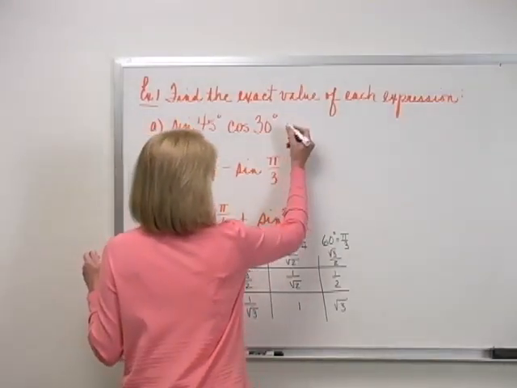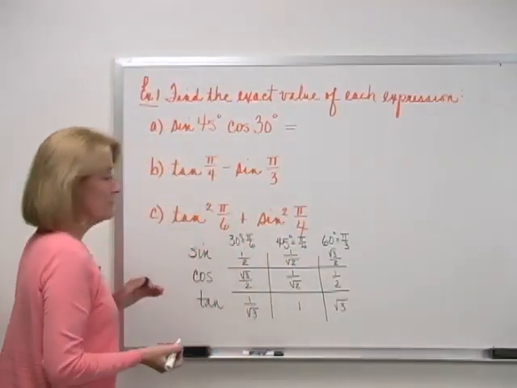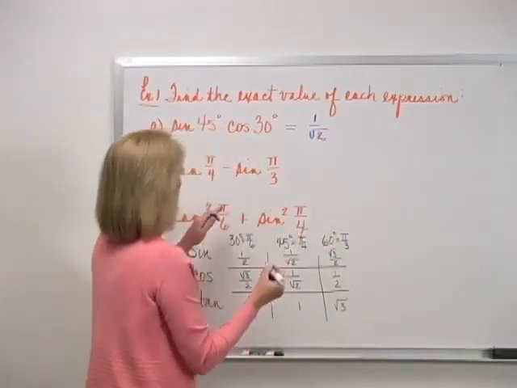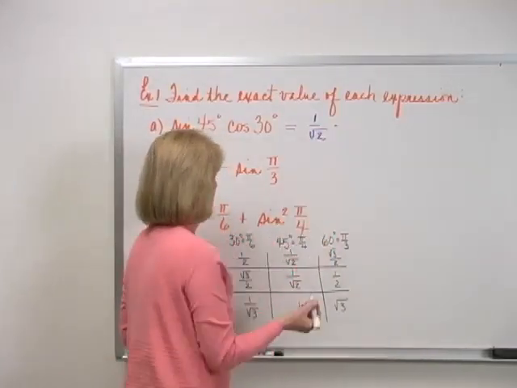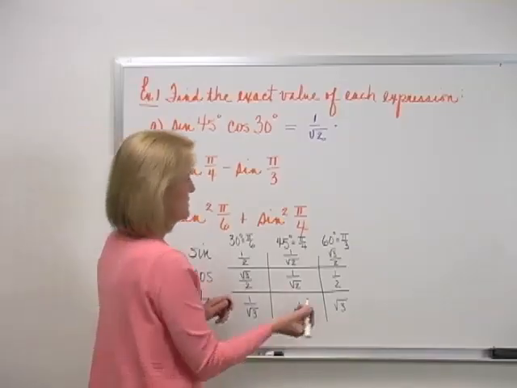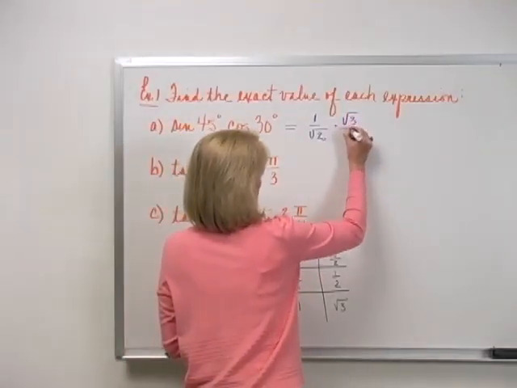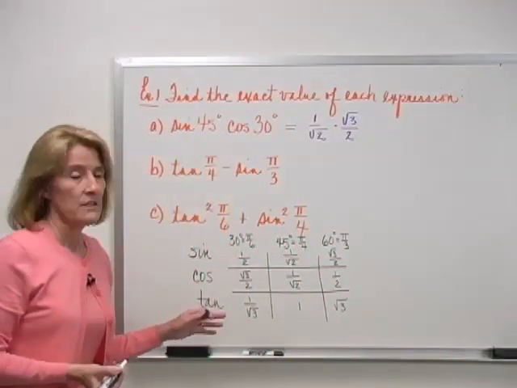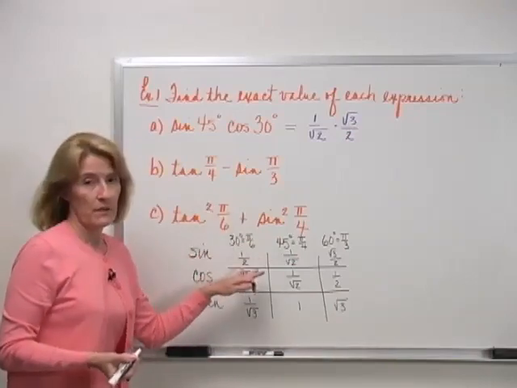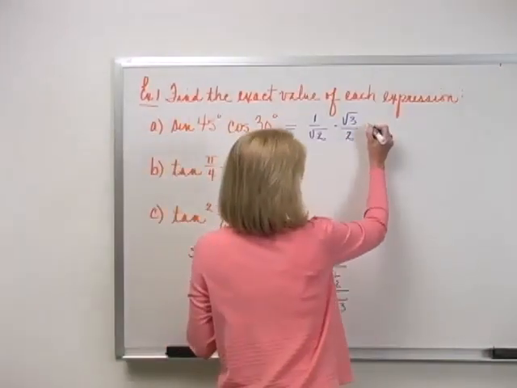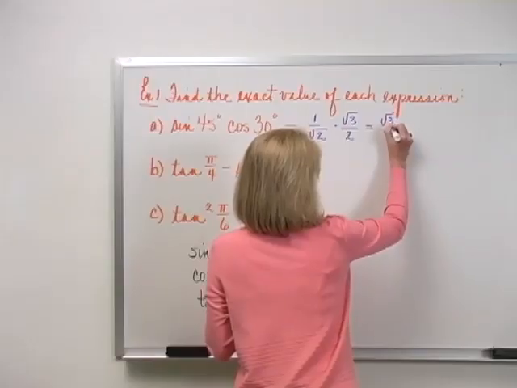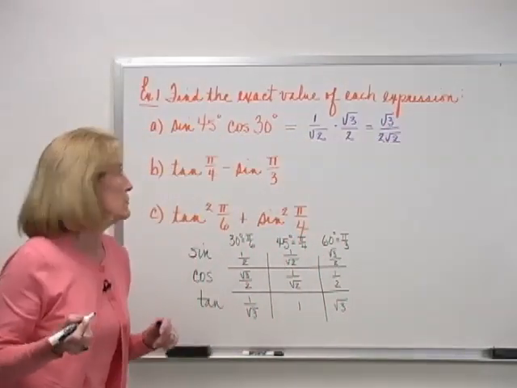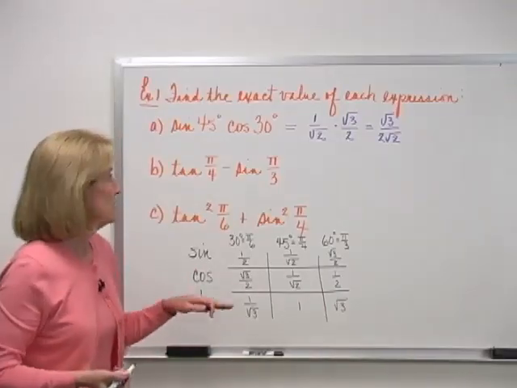The sine of 45 degrees. Okay, the sine of 45 degrees is 1 over the square root of 2. We want to multiply that by the cosine of 30 degrees. The cosine of 30 degrees is the square root of 3 over 2. Now, what we're really doing here is practicing using this information. So we're going to multiply here, and we will get the square root of 3 over 2 square root of 2.